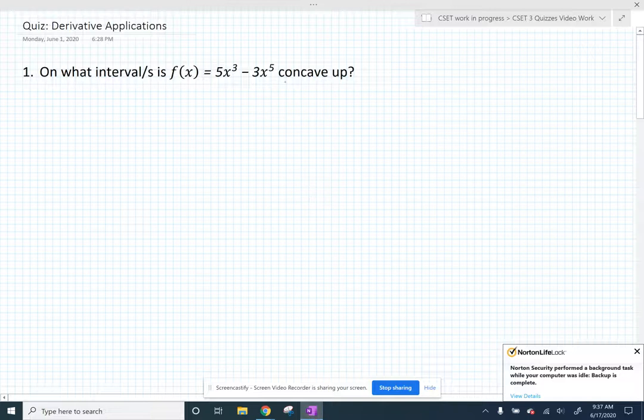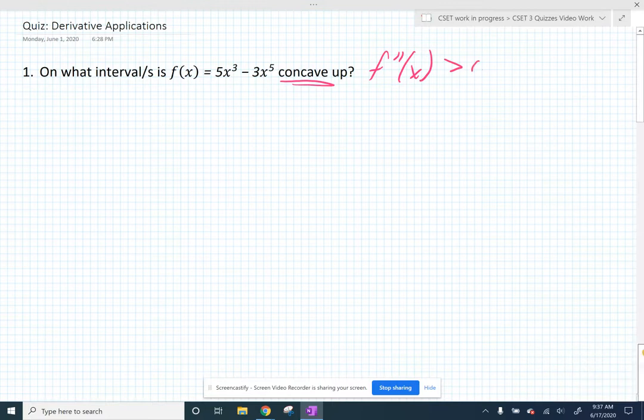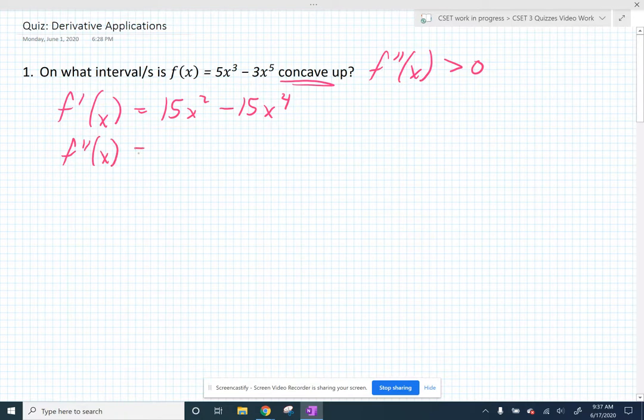Okay, so a function is concave up when its second derivative is greater than 0. So all we have to do is find our second derivative. First derivative first, and then take the derivative of that to get the second derivative. And we're going to make a sign line to figure out where it's greater than 0. So first we have to know where it's equal to 0.